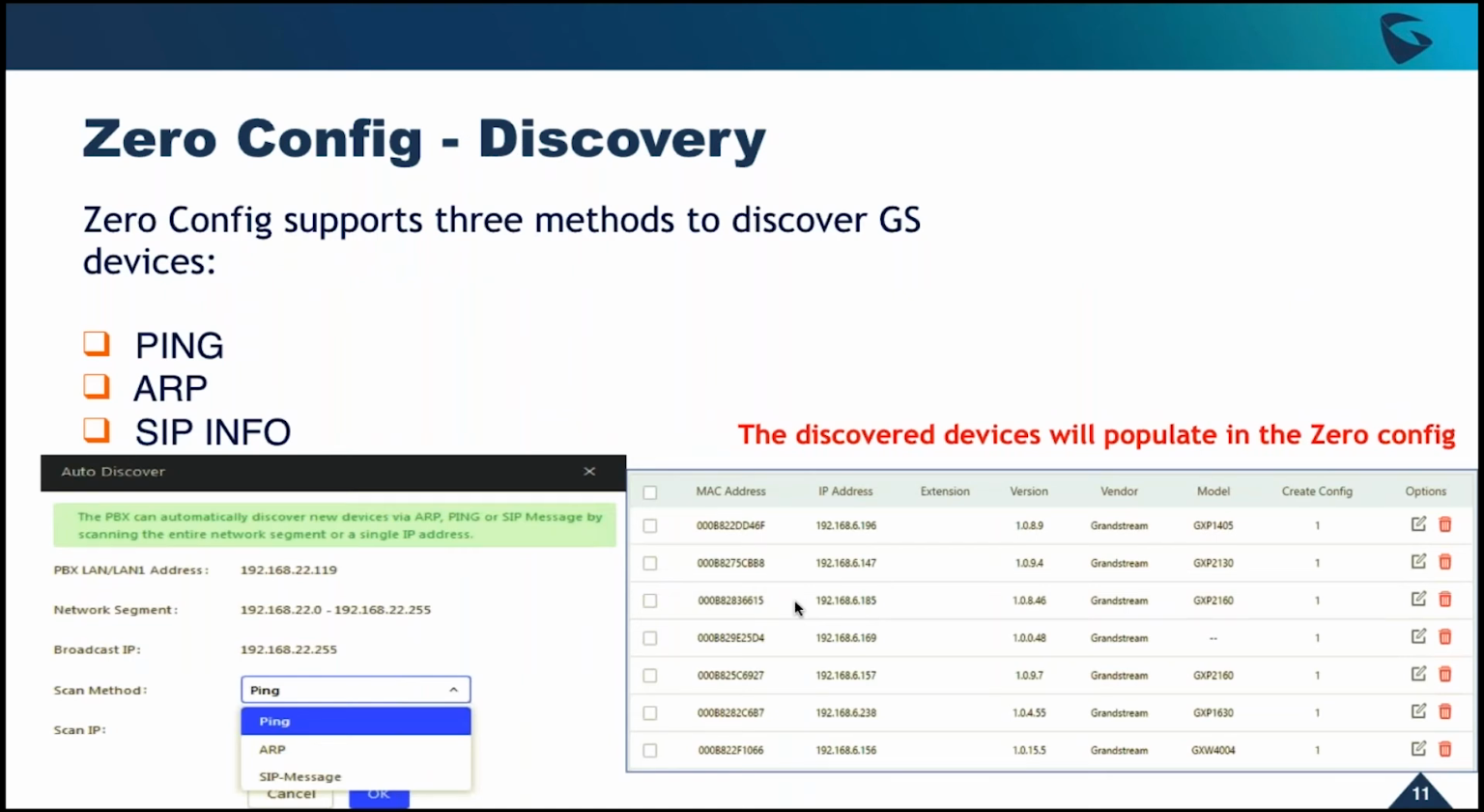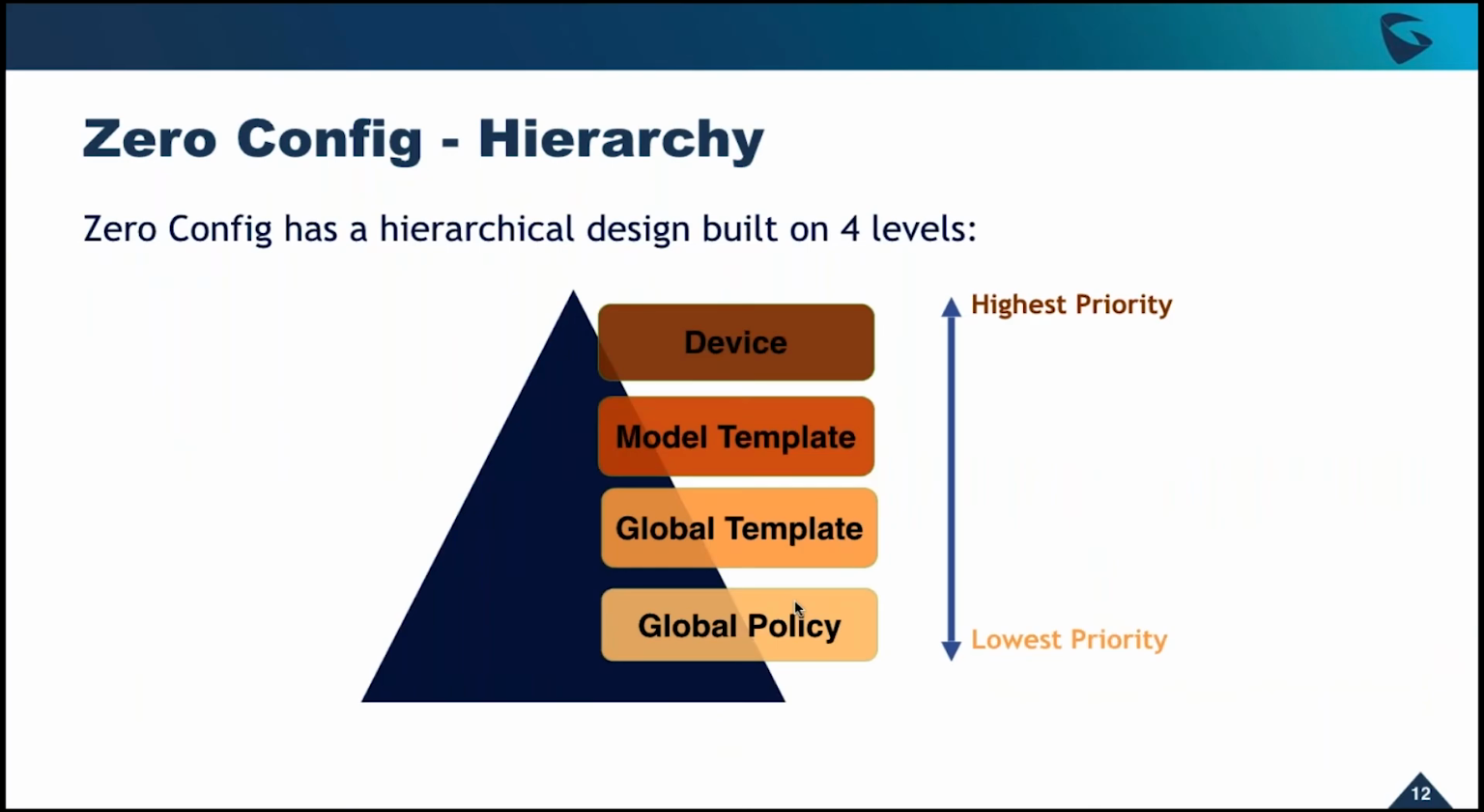Okay, so these are the zero config discovery methods. If the Grandstream device is not populated in the UCM when you access the zero config settings, you can discover it manually. Just press auto discover and use one of these three methods: ping, ARP, or SIP info, and enter the IP address of the IP phone you need to provision. Otherwise, you can enter 255 to discover the whole network.